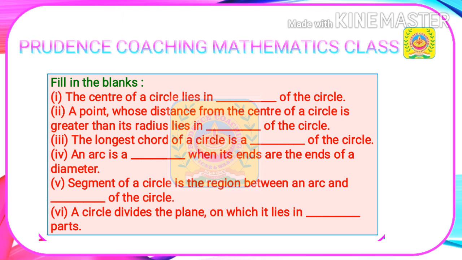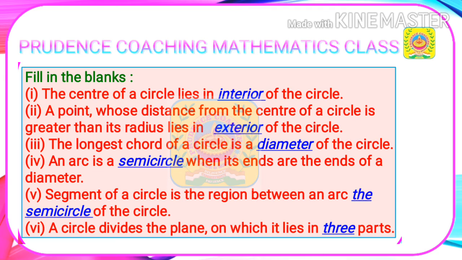First question: the center of a circle lies in dash of the circle. So what will be the answer, students? The answer will be: the center of a circle lies in the interior of the circle. Next, a point whose distance from the center of a circle is greater than its radius lies in the exterior of the circle.